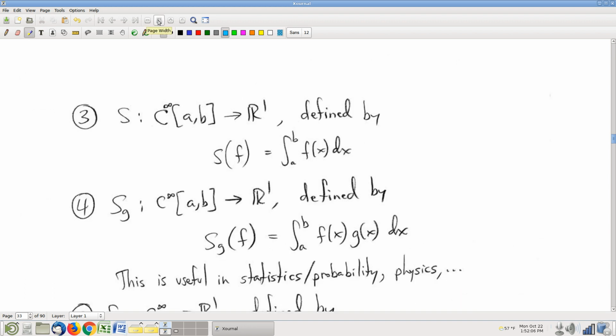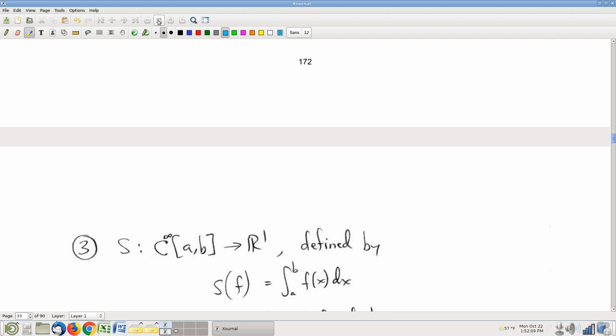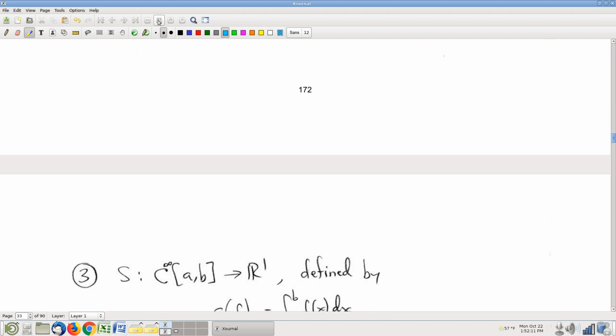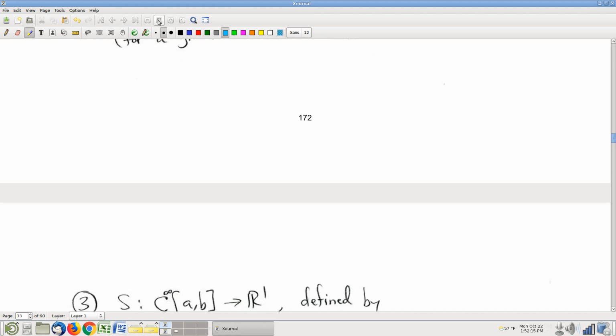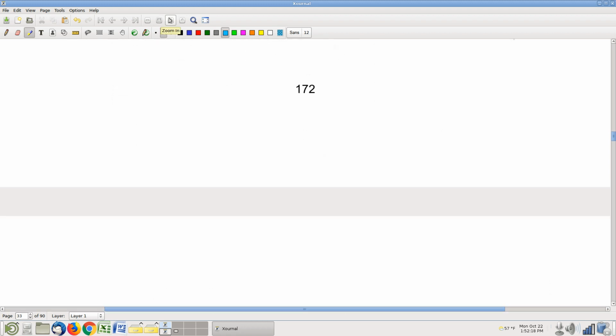Let's see here. I think there's some space up here. Yeah, let's see, so this function, okay, SG, is that right? Okay. All right. Here, let me give myself more space.